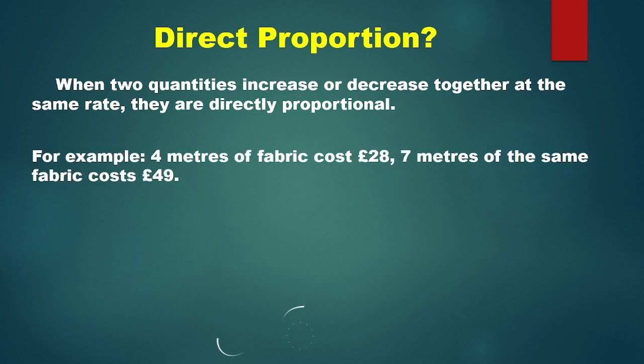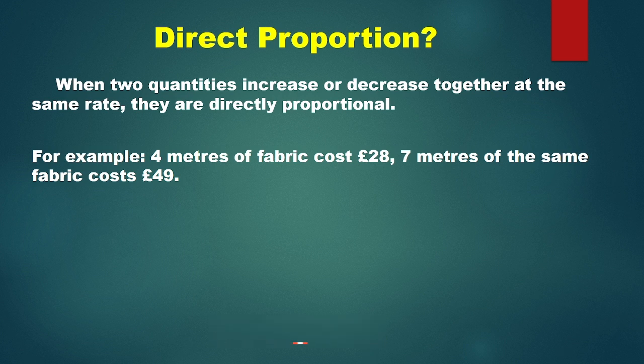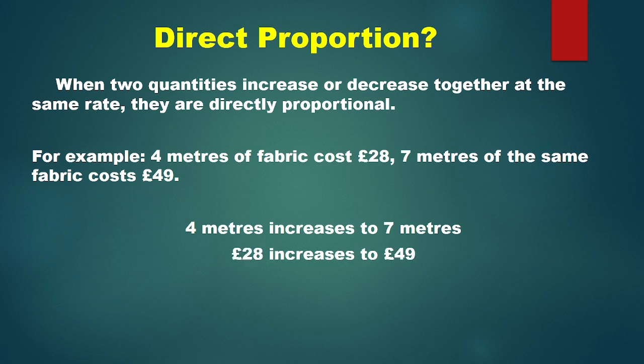Let's take an example. 4 meters of fabric cost £28. 7 meters of the same fabric will cost £49. You notice that as the number of meters of fabric increased from 4 to 7, the price also increased from £28 to £49. That's a basic example of direct proportion because both quantities are increasing at the same time.